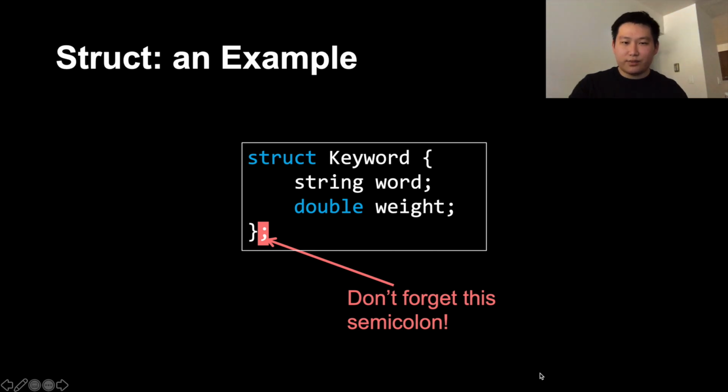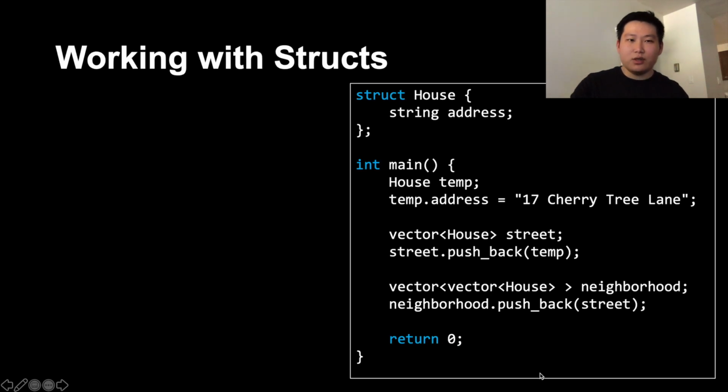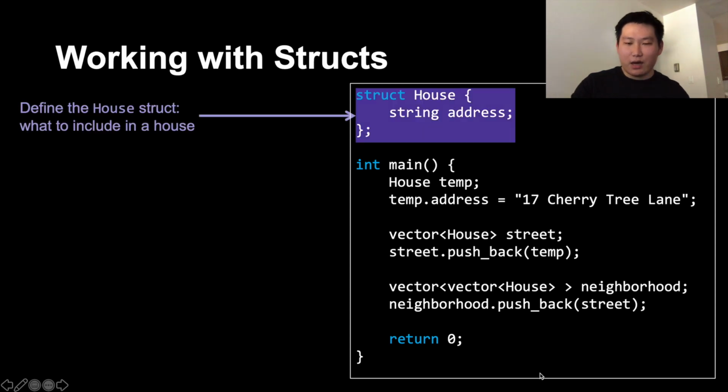In this code snippet, we define the member variables of our struct. Here is another example that will tell you a little bit more about working with structs. Here we declared a different struct, house, and the house struct contains one member variable, address. Notice that this declaration is outside of the main function. It only tells us what to include in a house.